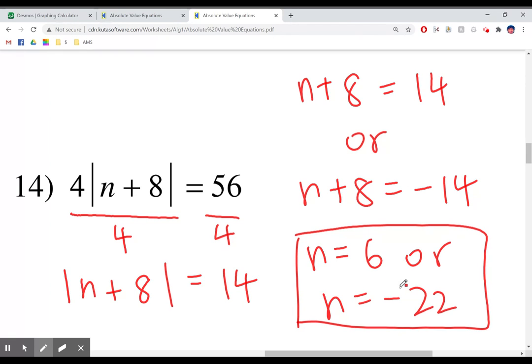If you plug these values back into the original equation, like we know a solution is supposed to do, you're going to make the equation true. Okay, so go ahead and try it out. Check Desmos if you need. Let me know if you have any questions.